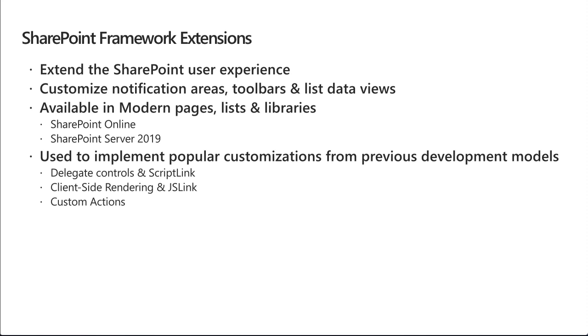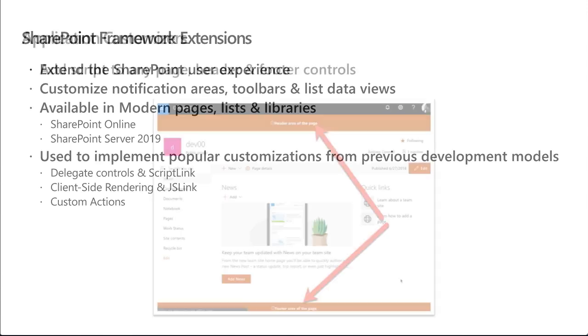It's used to implement popular customizations from prior development models that we used to be able to do. So for example, we used to be able to do things like delegate controls and the script link control. Those are now being implemented using application customizers. We also had the ability to change how fields were rendered using JS Link and client-side rendering. That's now done using field customizers. And then we also had the ability to do things with buttons inside of menus, context menus for items, and toolbars in lists and libraries. And we call those custom actions or command sets.